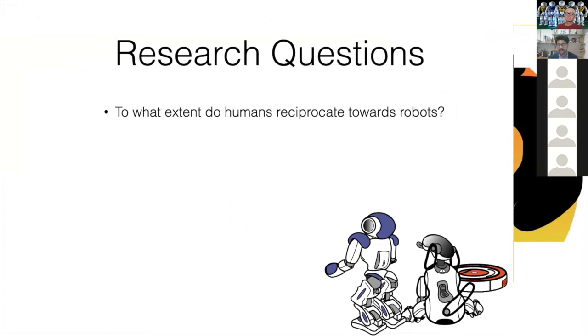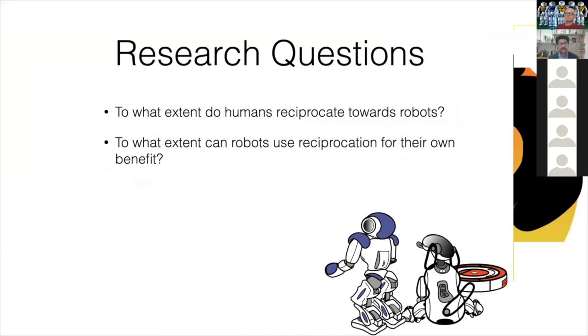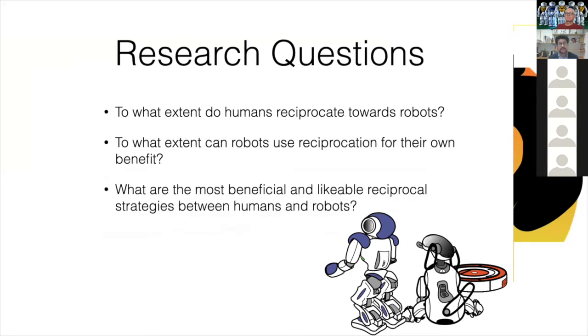First, does reciprocity appear in human-robot interaction? If so, to what extent do humans reciprocate towards robots? Secondly, to what extent can robots use reciprocation for their own benefit? Because that could be interesting in terms of using robots as persuasive machines or as manipulative machines. And then also, what are the most beneficial and likable reciprocal strategies between humans and robots?